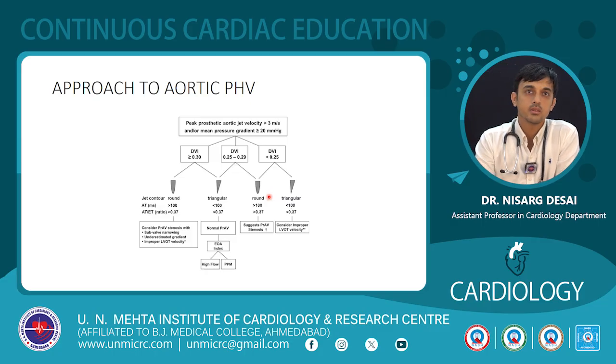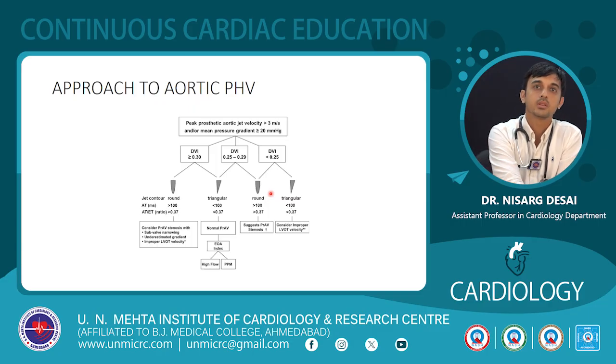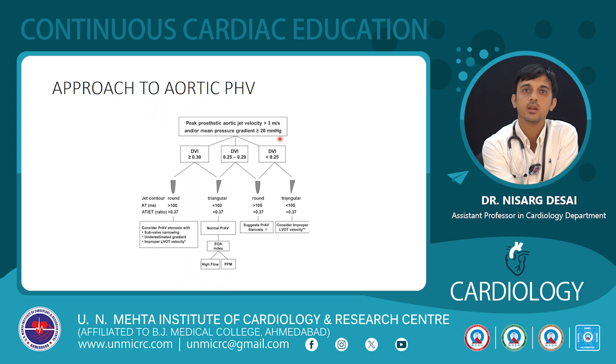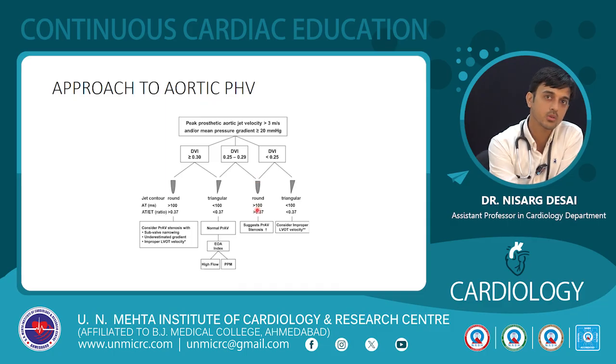As we were discussing, what is the approach? How do we approach a patient who has a high velocity, more than 3 meters per second or more than 4 meters per second, and the pressure gradient across the aortic valve is more than 20 mmHg? We first see the DVI. If the DVI is less than 0.25 and the contour is rounded, that means the acceleration time and the acceleration time to ejection time are both above the pre-specified limits, more than 100 ms or more than 0.37, then it is very clear that the patient has prosthetic heart valve stenosis.